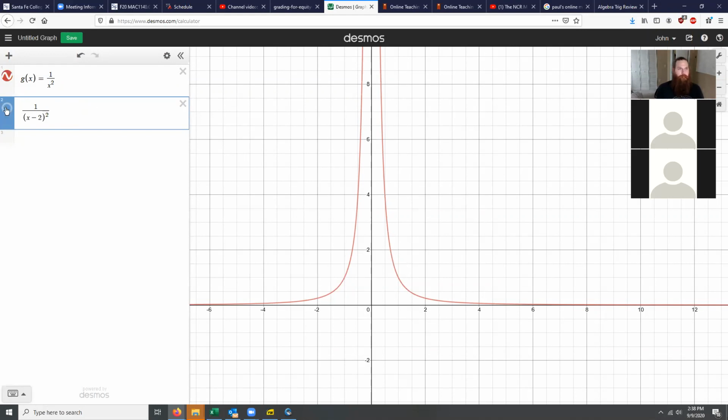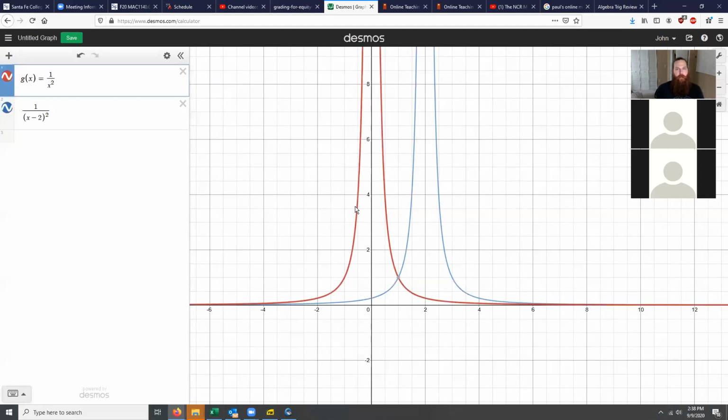And there it is. If you take the red and you drag it to the right by 2 units, you'll get the blue.